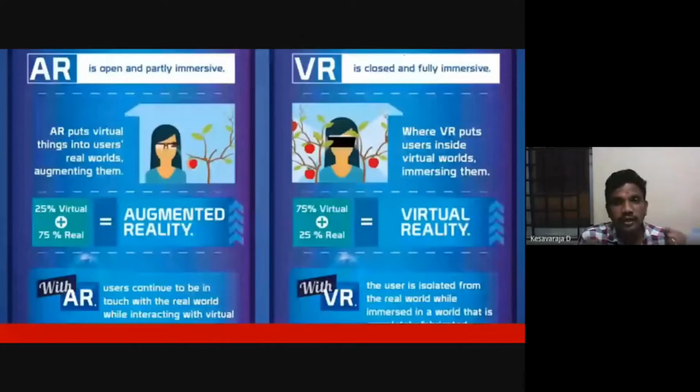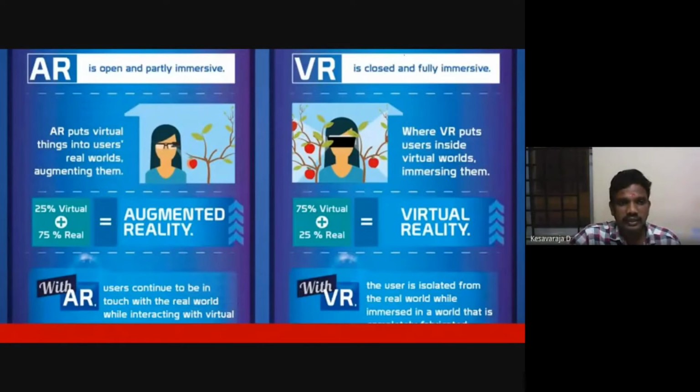So augmented reality is just 25% virtual, 75% real. In the real environment, you can augment the information about the environment. But virtual reality is 75% virtual, only 25% real. So it's a basic difference.